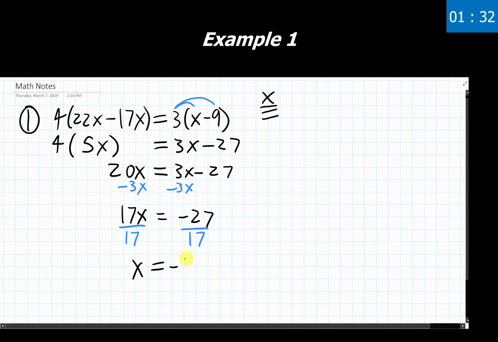And on the opposite side, I'm getting negative 27 over 17. With all fraction answers, we always want to check, can I simplify this down any further? Off the top of my head, I don't believe we can. 17 is a prime number. The only things that divide into 27 other than 1 and 27 are 3 and 9. Those don't go into 17. So we are done here, and we have our final answer.